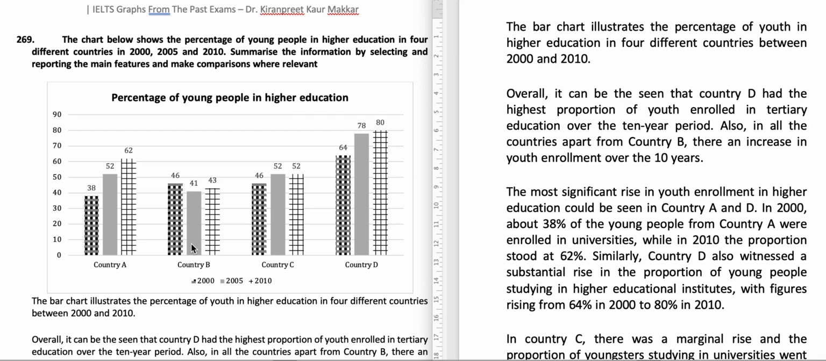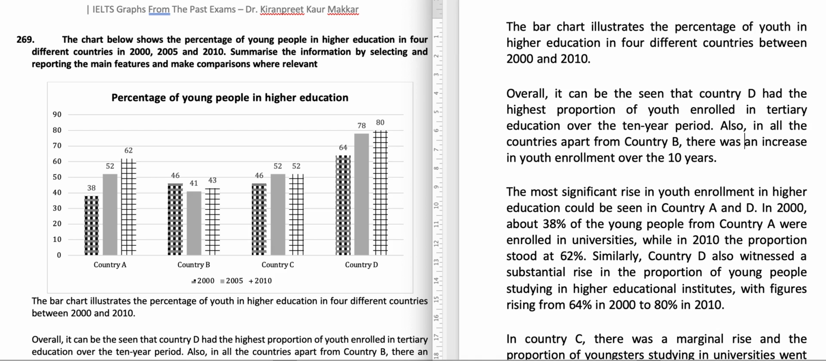and 2010. Overall, it can be seen that country D had the highest proportion of youth enrolled in tertiary education over the 10-year period. Also, in all the countries apart from country B, there was an increase in youth enrollment over the 10 years.